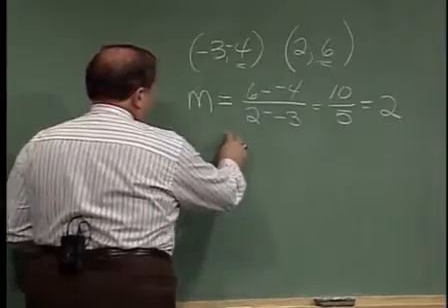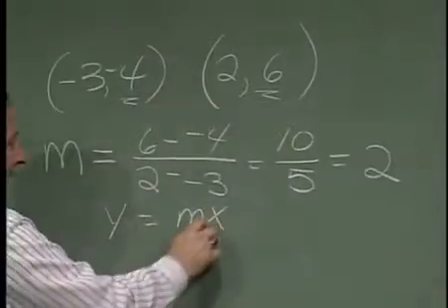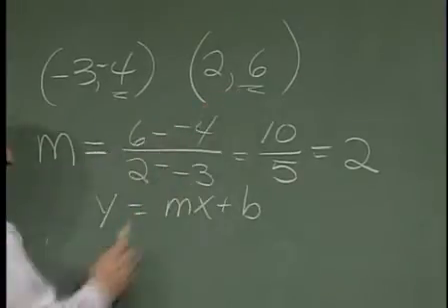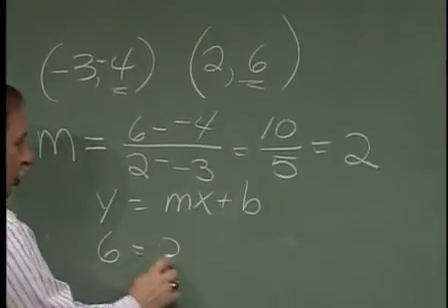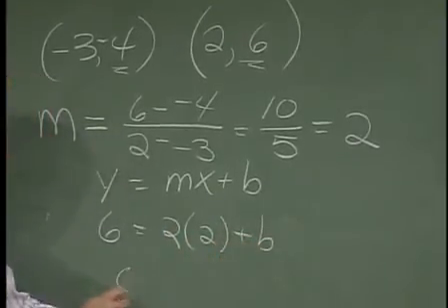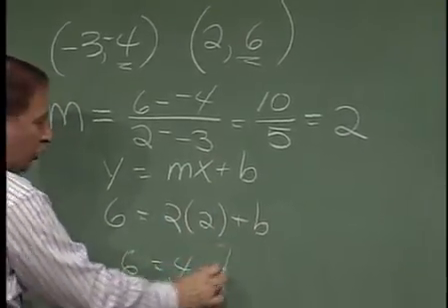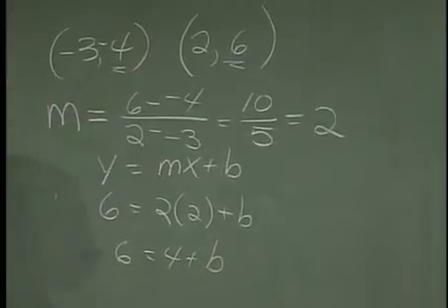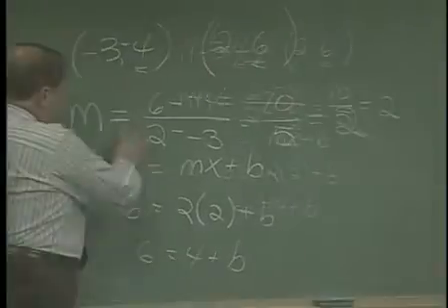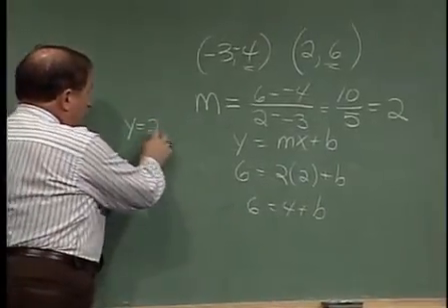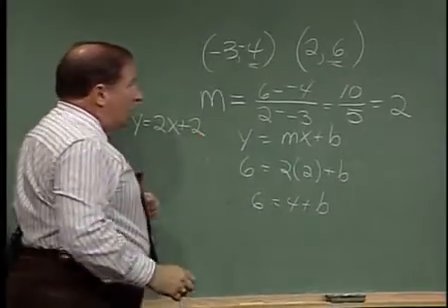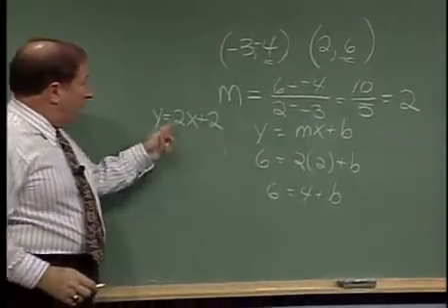Okay? So let's say now y equals mx plus b. The y is 6. The m is 2. The x is also 2. 6 equals 4 plus b. Solving for b, we get 2. So, y equals 2x plus 2. A nice little equation. Notice that both the m and b are 2.